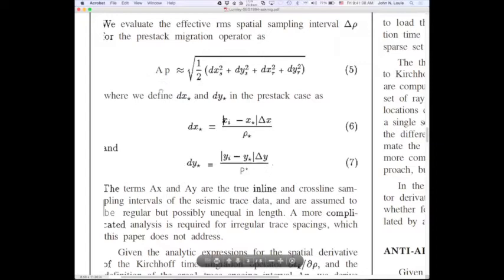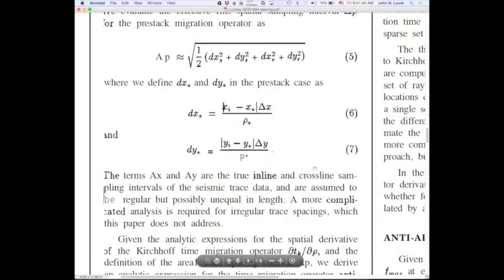The text got recognized as AP. Oh well. And then here's the dx and dy, which could be dxs or dxr and dys or dyr. Okay, so there they are, and there's rho r and rho s, right? This is rho star, and those are rho r and rho s.